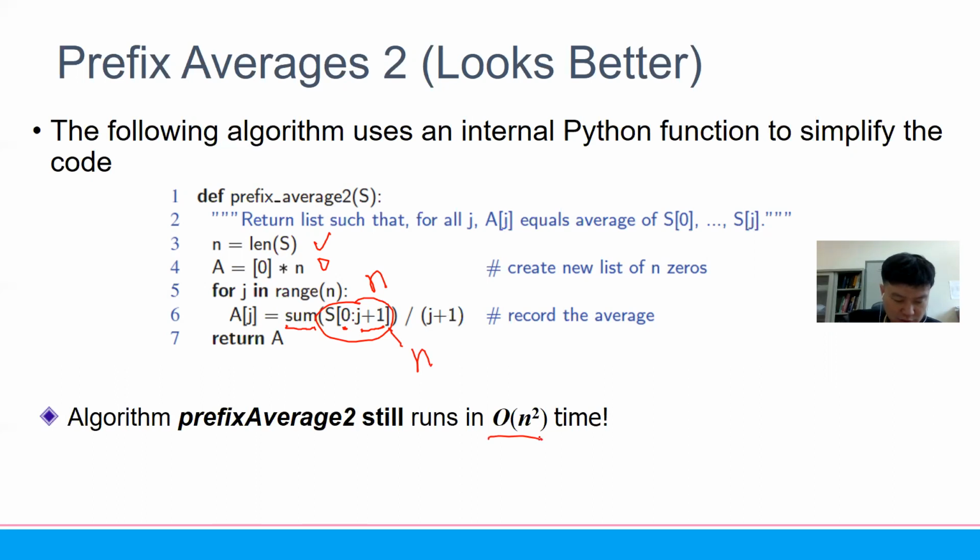The first n is the for loop here, and the second n is the summation from zero until j plus one. In the worst case, j plus one will be the same as n. So we have n multiplied by n, then the result of those two lines will be n multiplied by n. Then the result is O(n power of 2).